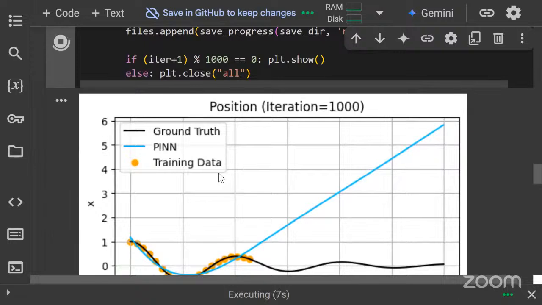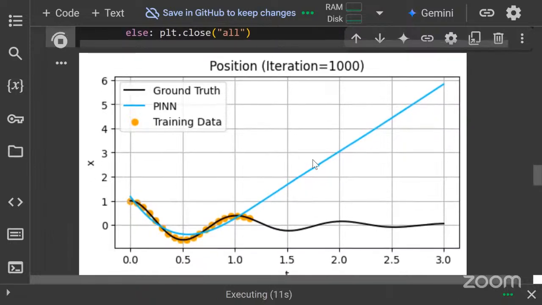Now, every 1,000 iterations, it's going to plot the progress. So the blue line is the neural network after 1,000 iterations. It fits pretty well on the training data, not as much. But then as you go beyond that training data, it's completely off. It's just off to the moon.